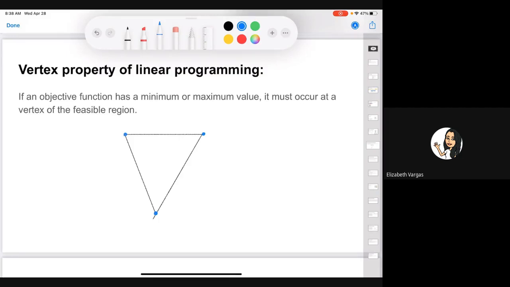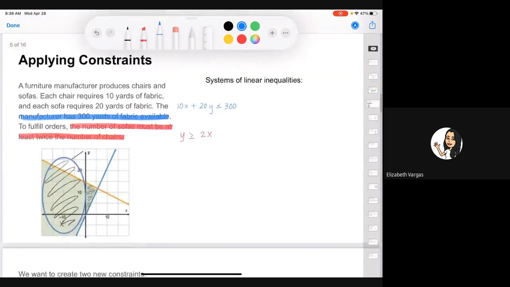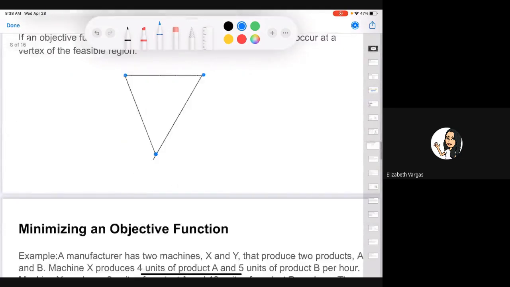Okay. And so we're going to look at some more examples.